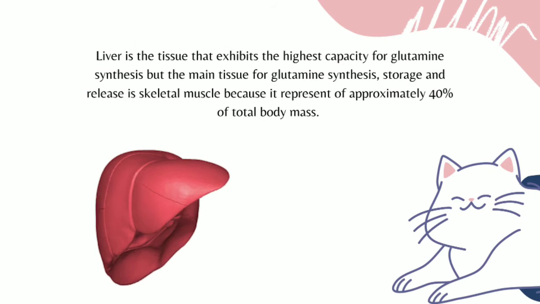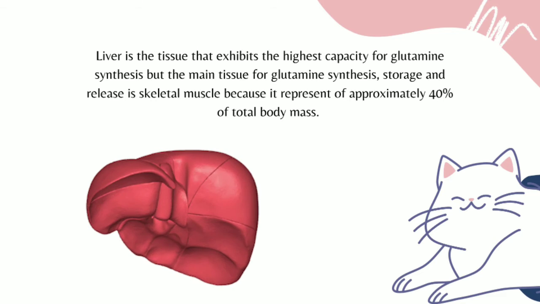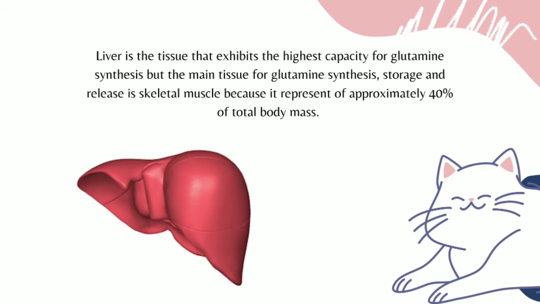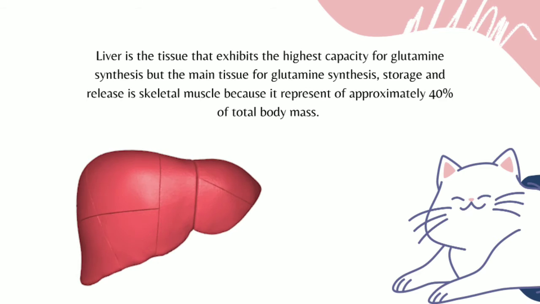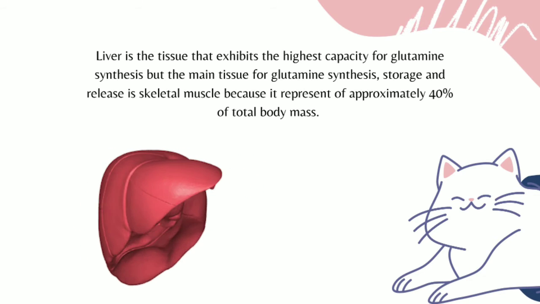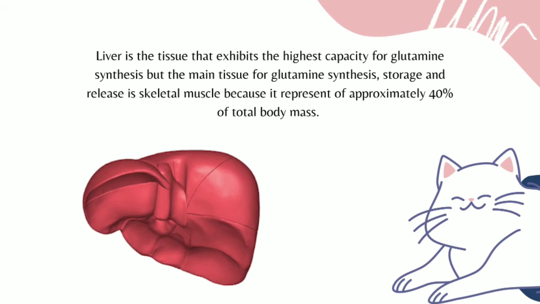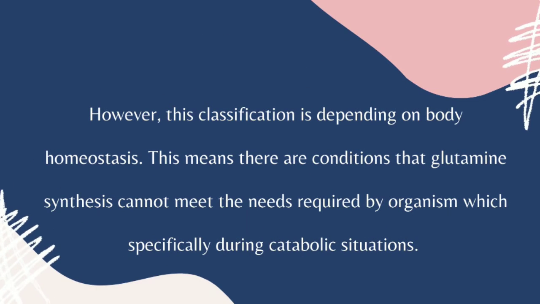Liver is the tissue that exhibits the highest capacity for glutamine synthesis, but the main tissue for glutamine synthesis, storage, and release is skeletal muscle because it represents approximately 40% of total body mass. However, this classification depends on body homeostasis. This means that there are conditions where glutamine synthesis cannot meet the needs required by the organism, specifically during catabolic situations.